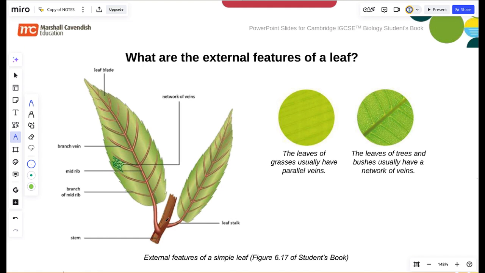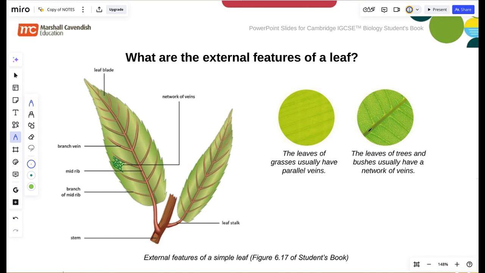Okay. Then this big thing is called the stem. And then this is the stalk, the leaf stalk. This beginning one is the leaf stalk. Is that okay? So this is the external feature of a leaf.